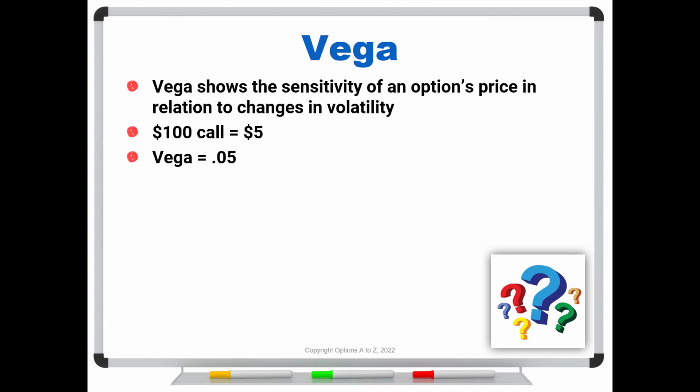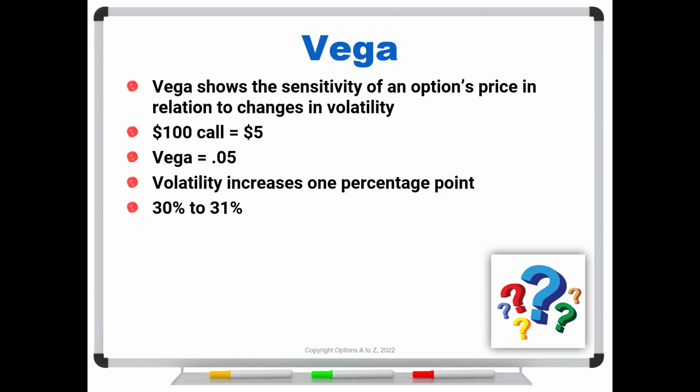And what this means is that if volatility increases 1 percentage point right now, so in other words, let's say that it goes from 30% to 31%, that's what's meant by 1 percentage point, this option is going to pick up vega. So in other words, that $100 call will be trading for about $5.05. So that's just the original option price of 5 plus vega. And that's where we're coming up with the 5.05.